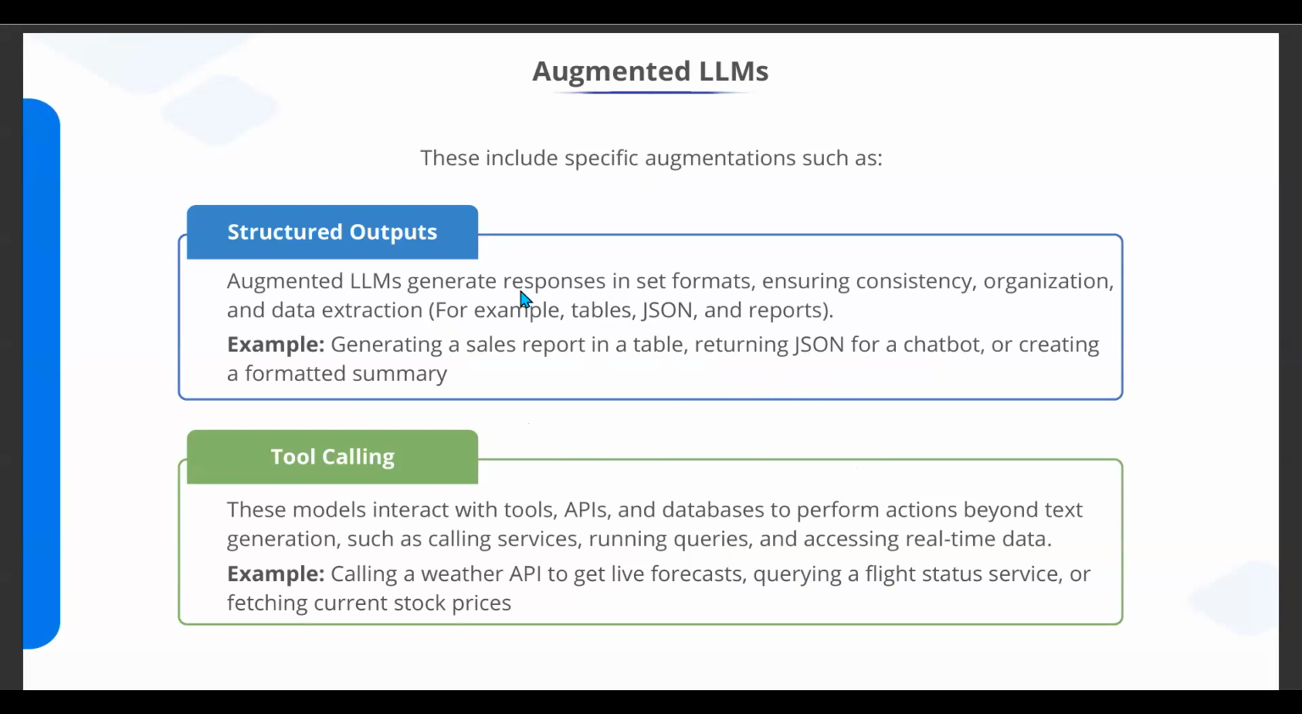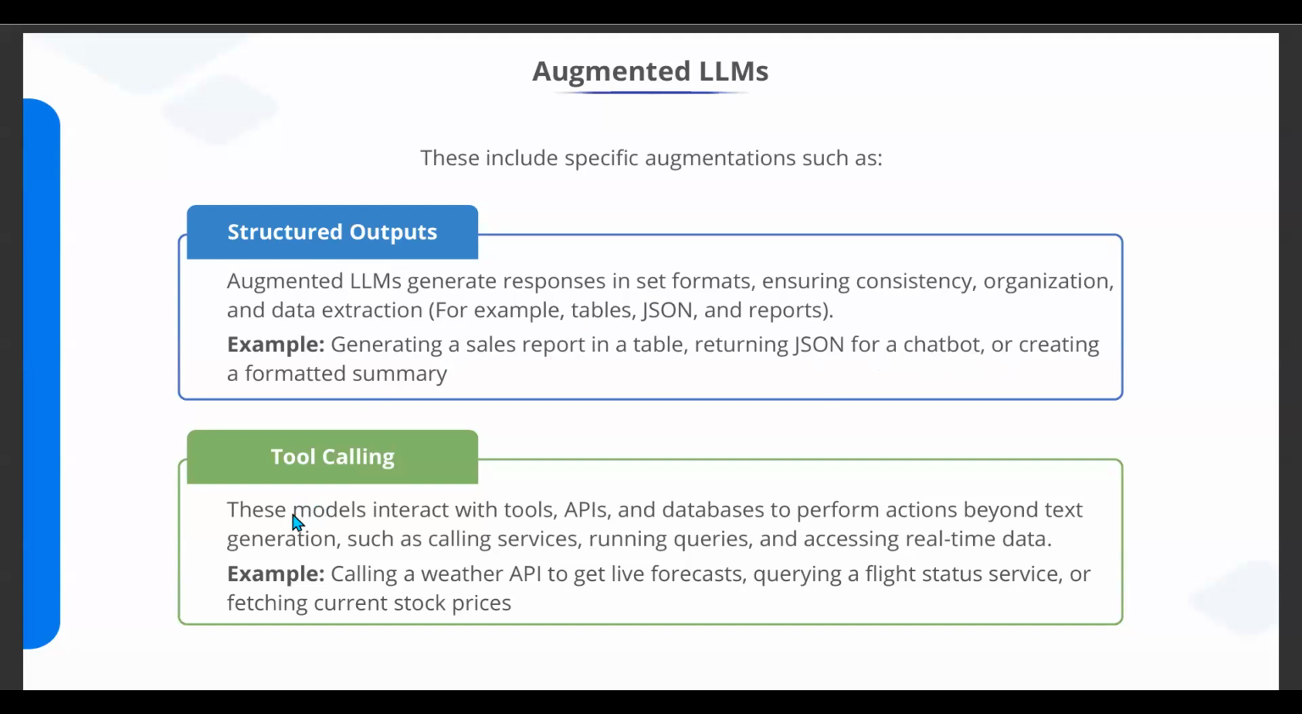You can see augmented LLMs generate responses in set formats, ensuring consistency, organization, and data extraction. Like, it will give you structured outputs in the form of tables or JSON or a detailed report. For example, generating a sales report in a table, writing JSON for a chart, or creating a formatted summary.